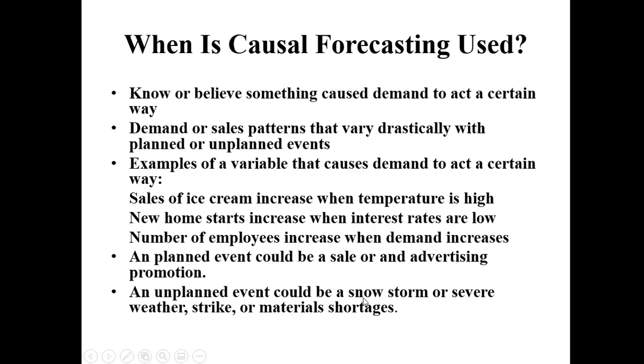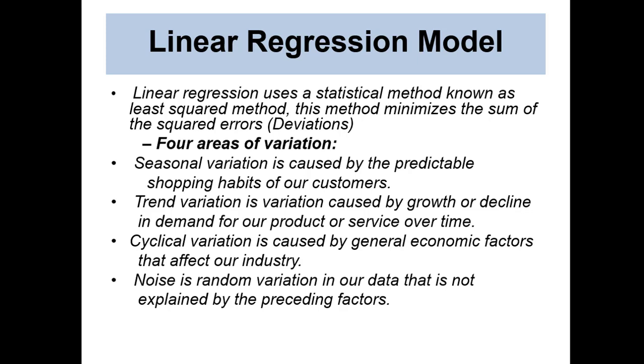An unplanned event could be a snowstorm or severe weather, a strike or material shortages. For example, the current COVID-19 also impacts different production. So it has some external, exogenous effect. So in such scenarios, you can also conduct a study to use these causal effects on the economy, causal effects on earnings, causal effects on businesses, et cetera.